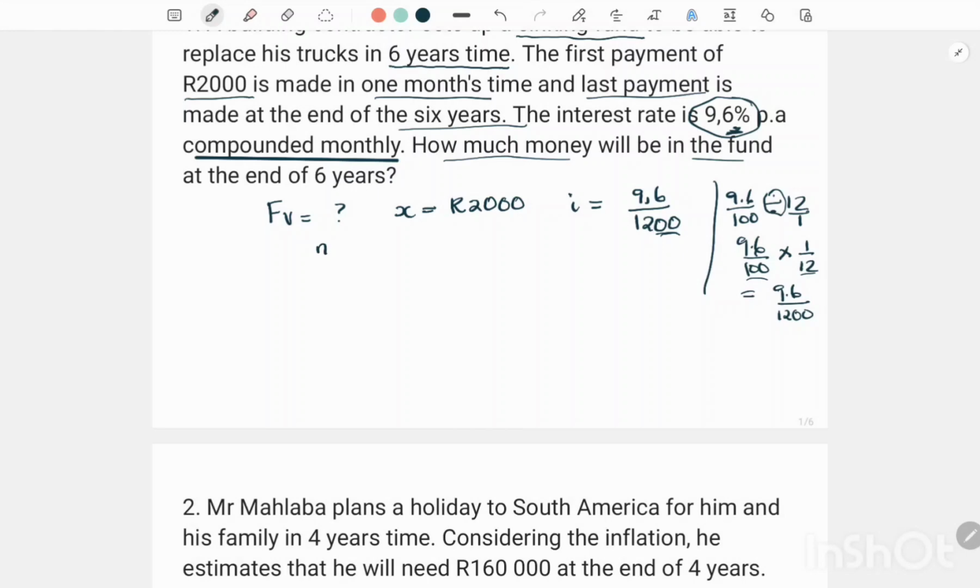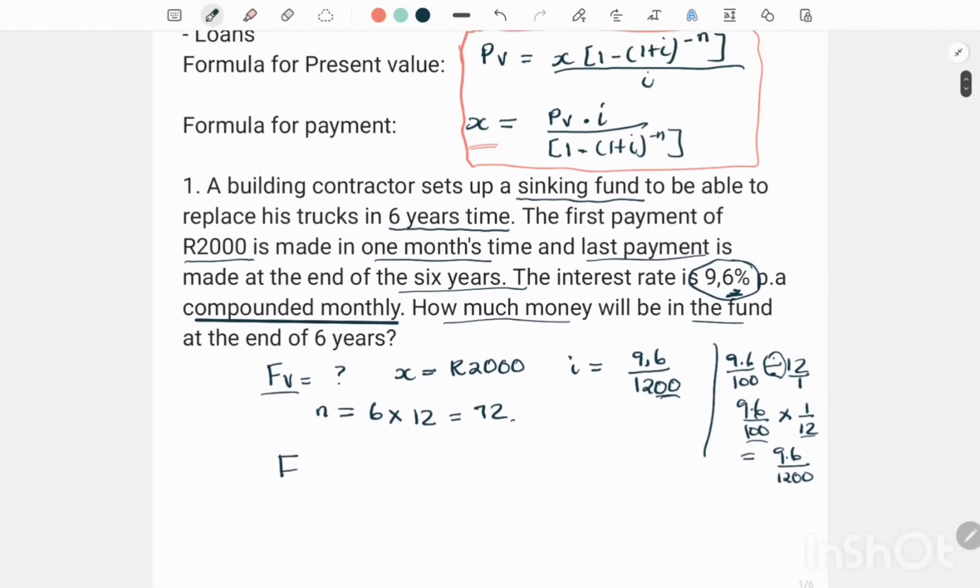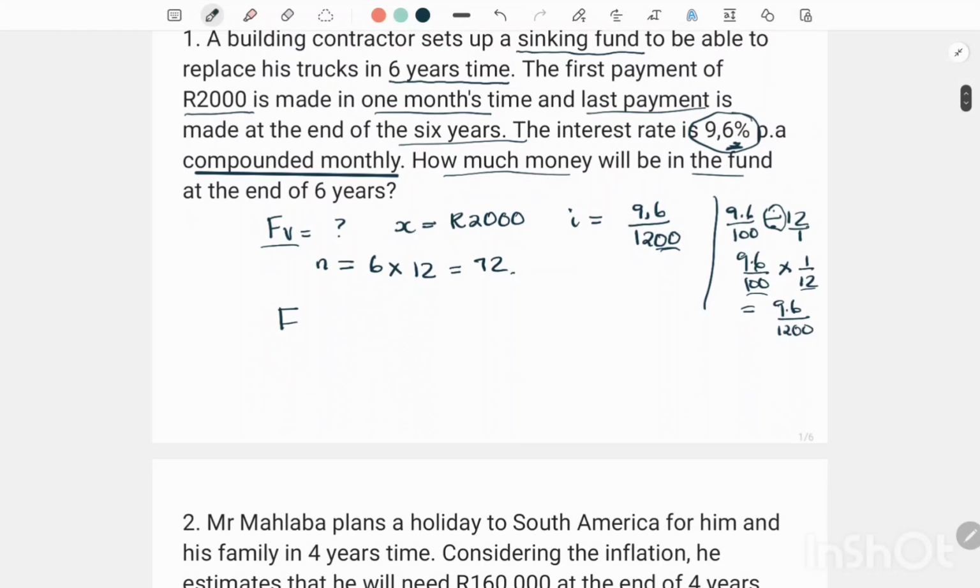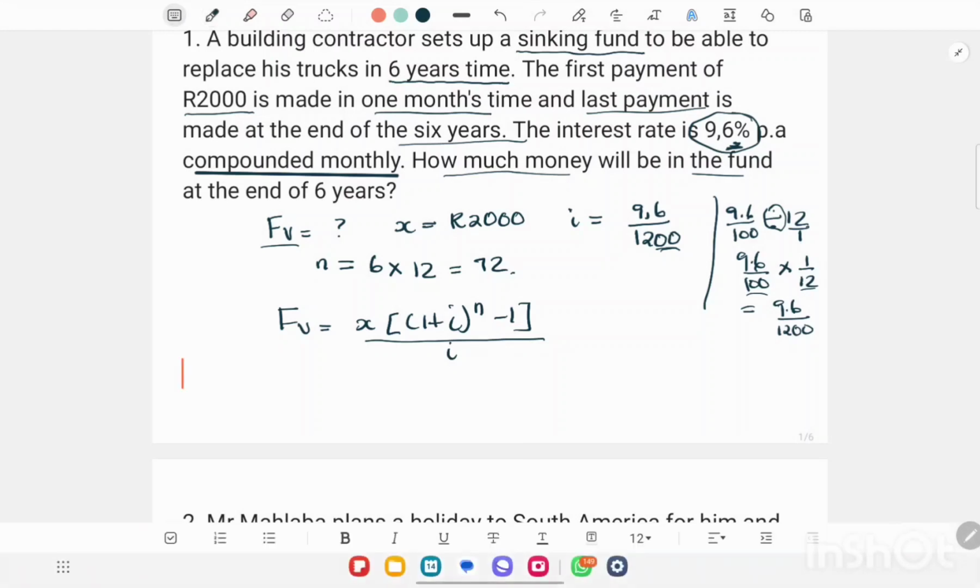Then my n will be 6 multiplied by 12 because it's monthly, which is 72. Then I simply use my formula. I'm looking for future value, the money that will be in the fund at the end of 6 years. The future value is equal to, I can write the formula, x times (1 plus i) exponent of n minus 1, over i.